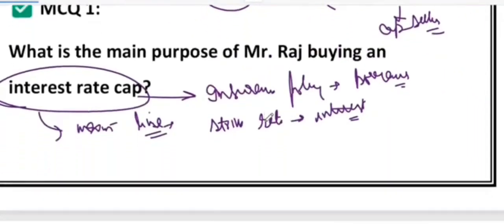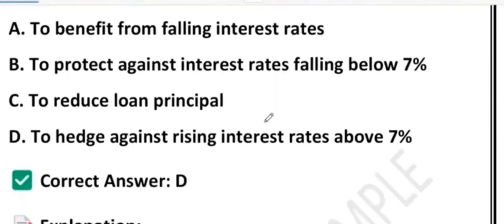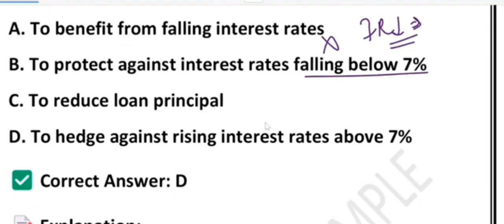Now let's go through each and every option. Option A, to benefit from falling interest rates. See, caps don't help with falling interest rates. If the interest rate falls, Raj pays lower interest anyway. That is the benefit of a floating rate loan. The cap only helps when the interest rate rises. Option B, to protect against interest rates falling below 7%. This is again wrong. That sounds more like a floor, not a cap. A cap helps when the rate goes above a certain level. A floor helps protect the minimum interest income, which is not the case here.